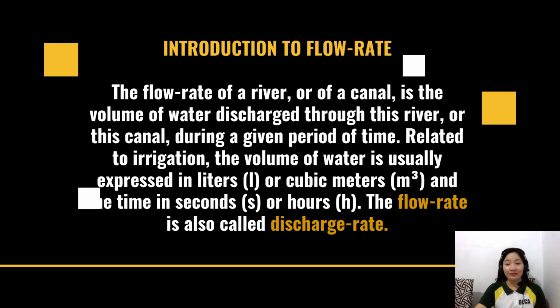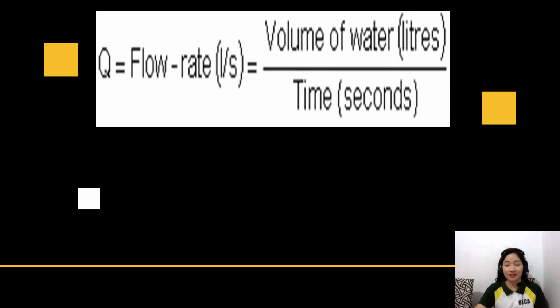Let's have the introduction to flow rate. The flow rate of a river or of a canal is the volume of water discharged through this river or canal during a given period of time. Related to irrigation, the volume of water is usually expressed in liters or cubic meters and the time in seconds or hours. The flow rate is also called the discharge rate. The formula for flow rate is volume of water in liters over time in seconds.